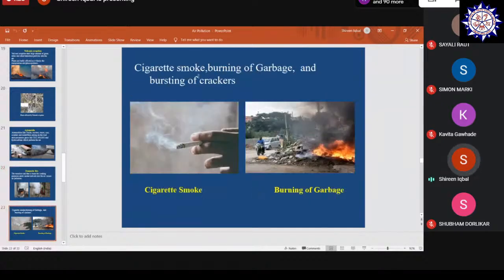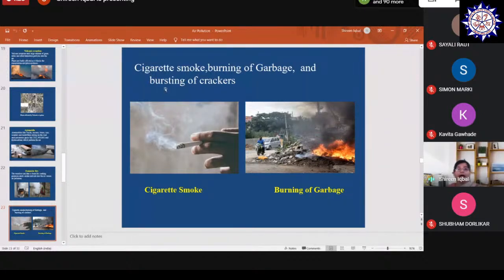Then cigarette smoke, burning of garbage and bursting of crackers, they also cause pollution. This cigarette, you know it very well, it contains tobacco in it. It is harmful for the smokers, no doubt. जो उसको smoking कर रहा है उसको तो वो है ही harmful. But it is also harmful for others also. है ना, वो पूरे एटमॉस्फेयर को पल्यूट कर रहा है और उससे जो भी उसके पास में होगा उसको खांसी आएगी, इरिटेशन होगा इन आईज एंड थ्रोट.